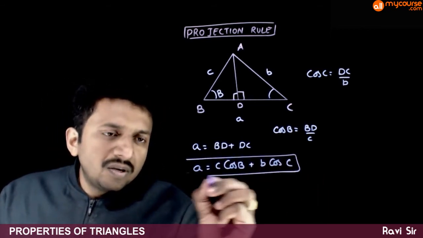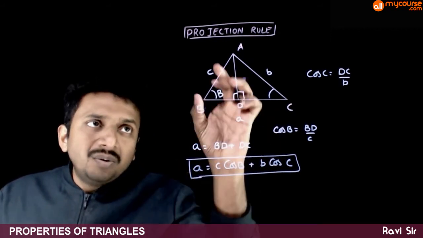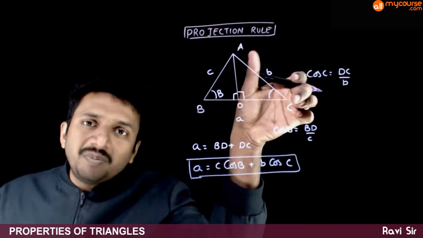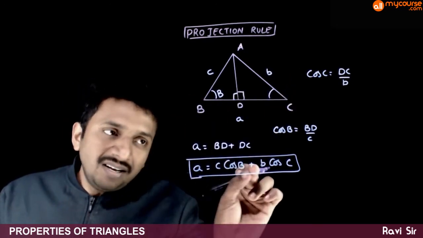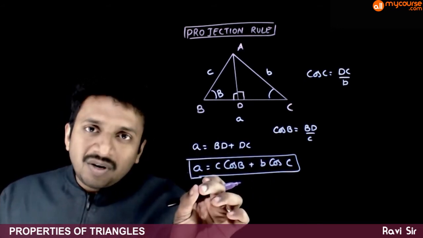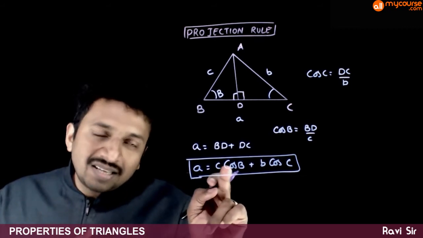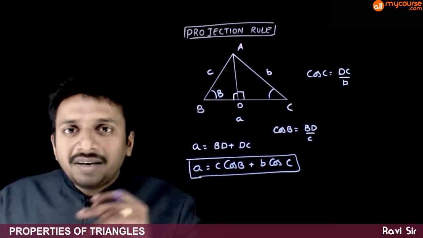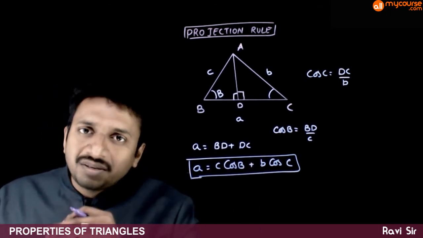So in this triangle, the side A is equal to C cos B plus B cos C. So do you see the rhythm? C times cos of the other angle plus B times cos of the other angle. So A is equal to, apart from A you have C and B. So the sides and angles have to be multiplied in a crisscross fashion. So A is equal to C cos B plus B cos C.